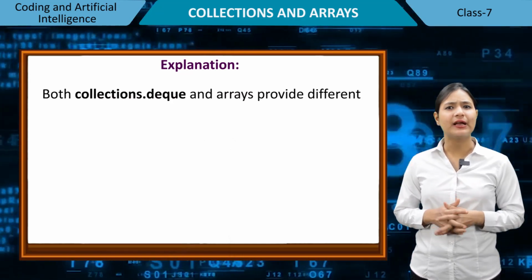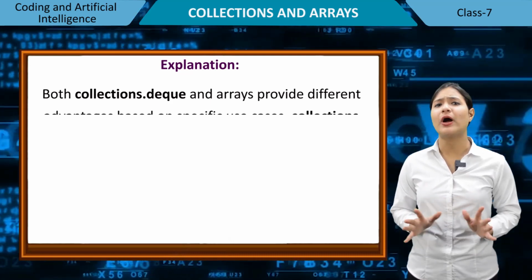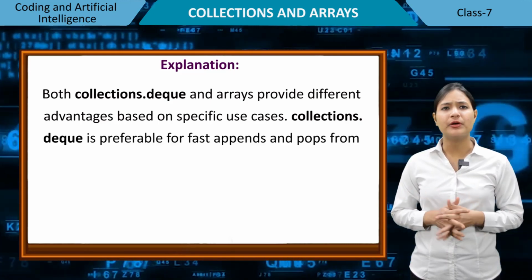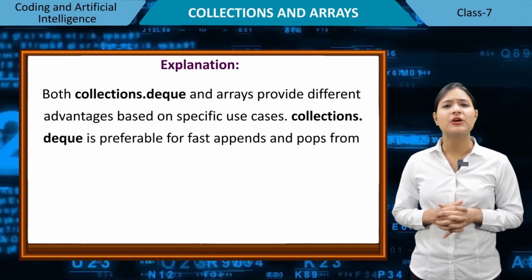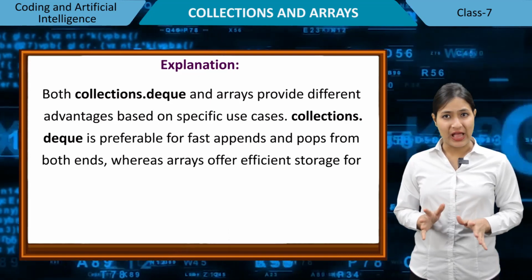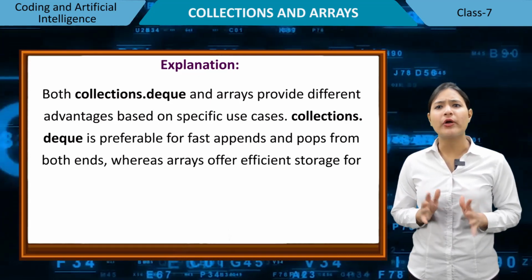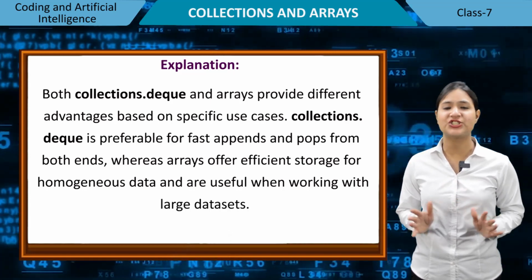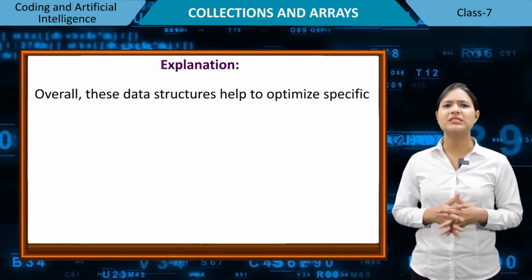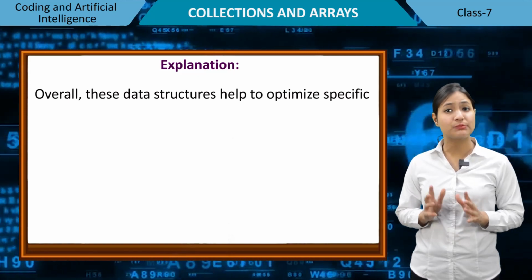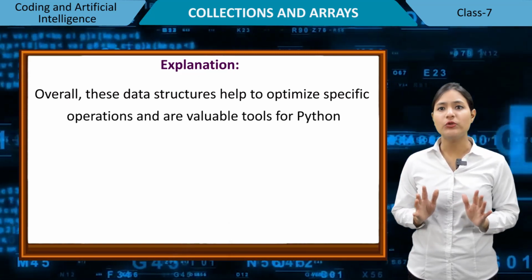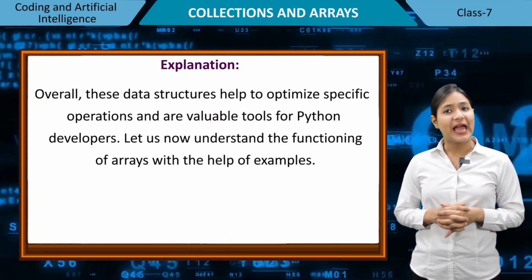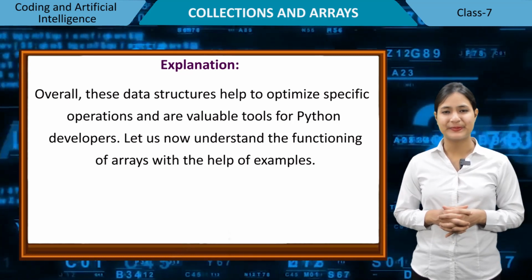Both collections deque and arrays provide different advantages based on specific use cases. Collections deque is preferable for fast appends and pops from both ends, whereas arrays offer efficient storage for homogeneous data and are useful when working with large data sets. Overall, these data structures help to optimize specific operations and are valuable tools for Python developers. Let us now understand the functioning of arrays with the help of examples.